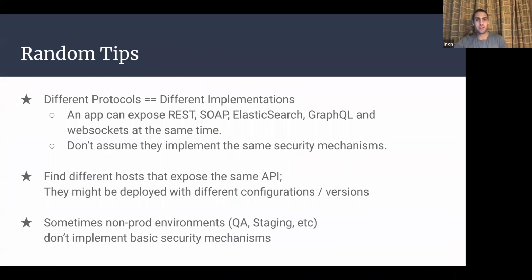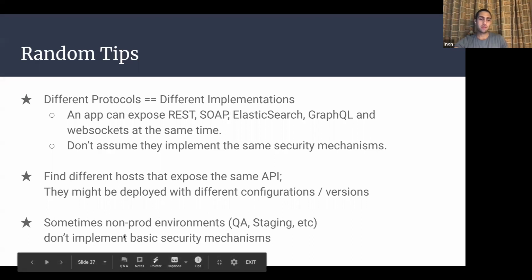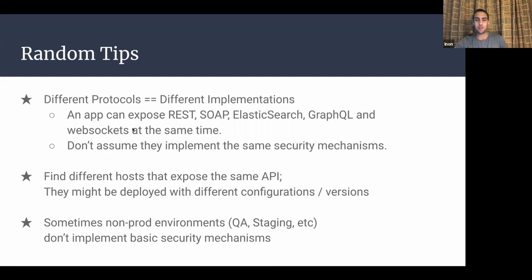A few more random tips. Different protocols mean different implementations. An application can expose REST, SOAP, Elasticsearch, GraphQL, and WebSockets at the same time. You shouldn't assume that they implement the same security mechanisms. For example, if the REST API implements a very strict rate limiting mechanism that doesn't allow you to perform brute force on the login endpoint, don't assume that the SOAP API or the GraphQL API implements the same thing. And many times, a non-prod environment like QA or staging doesn't implement basic security mechanisms.